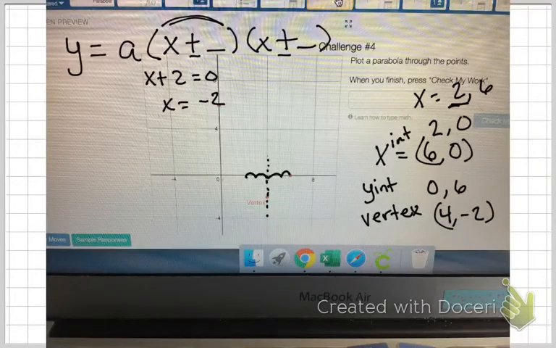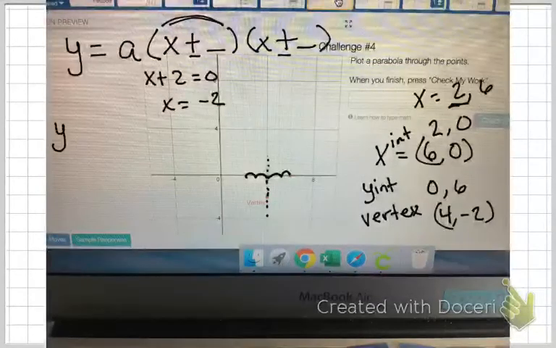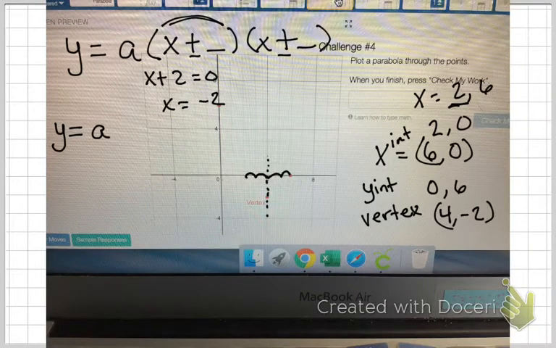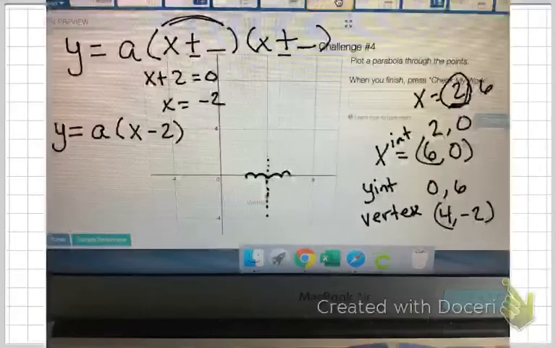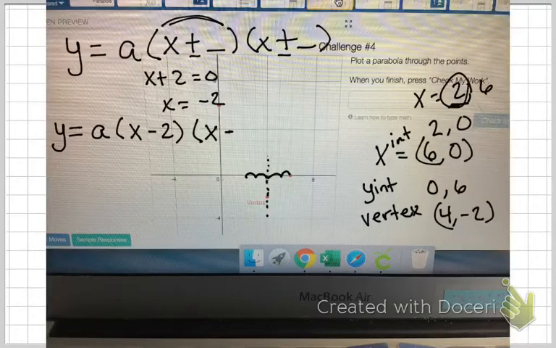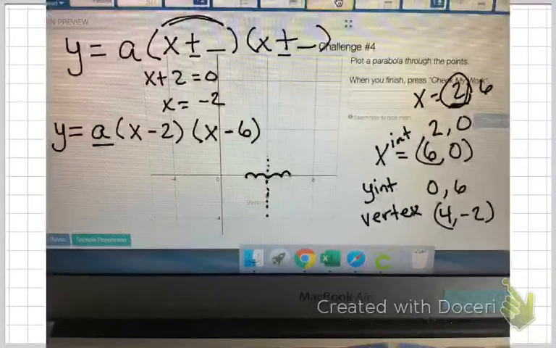So let's put this equation in regular standard form. Y equals a times x minus 2, because when we solve it set to 0, it's actually going to give us a +2. And then x minus 6. Now, we don't know the a. We actually know enough information to find the a, because we know some other points.